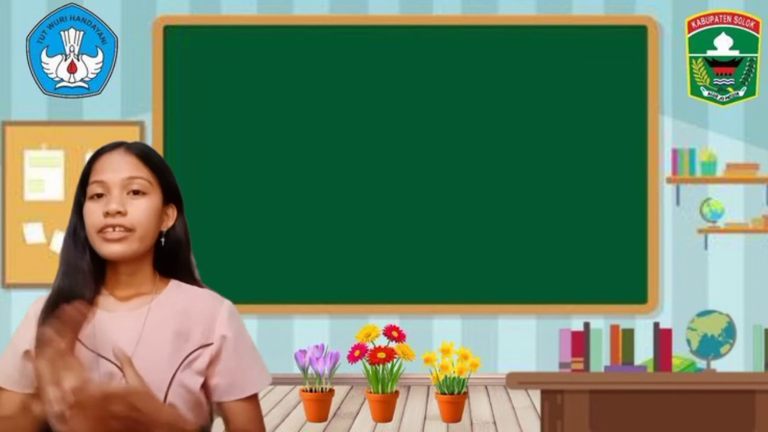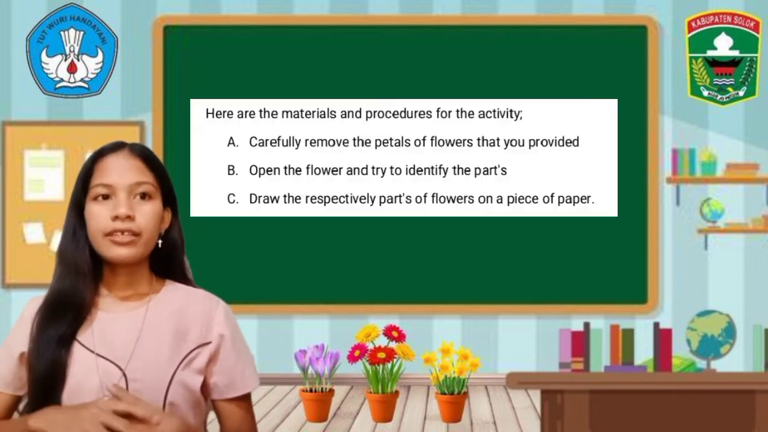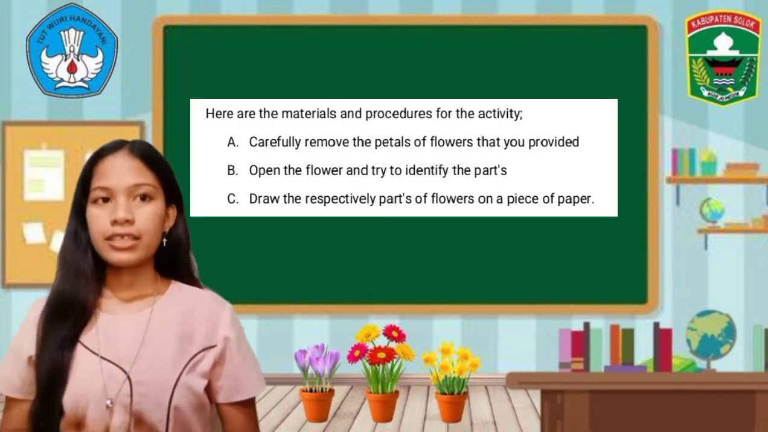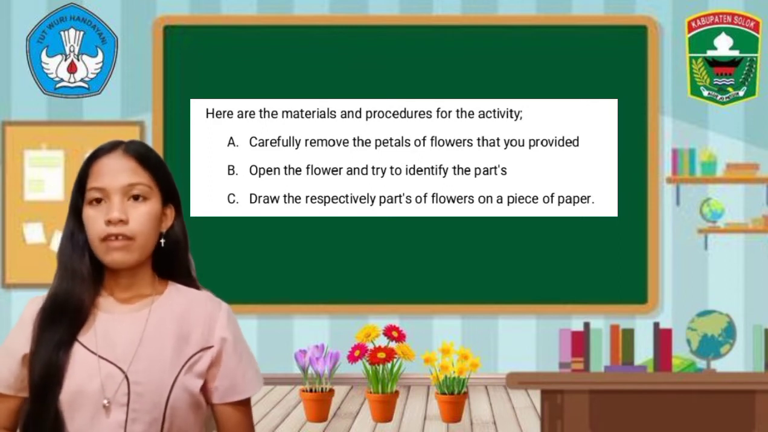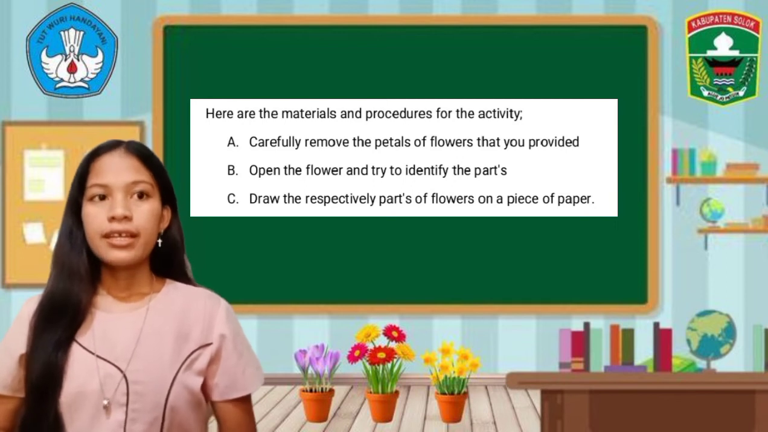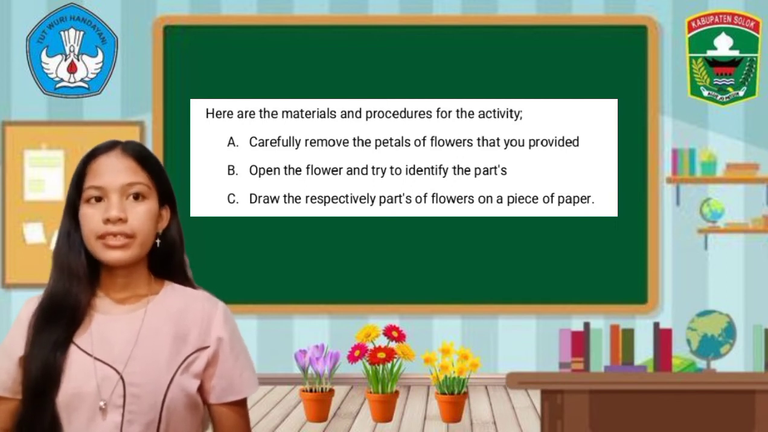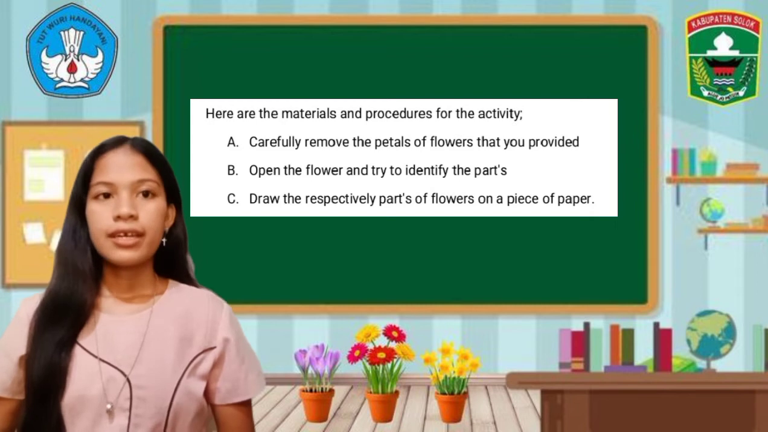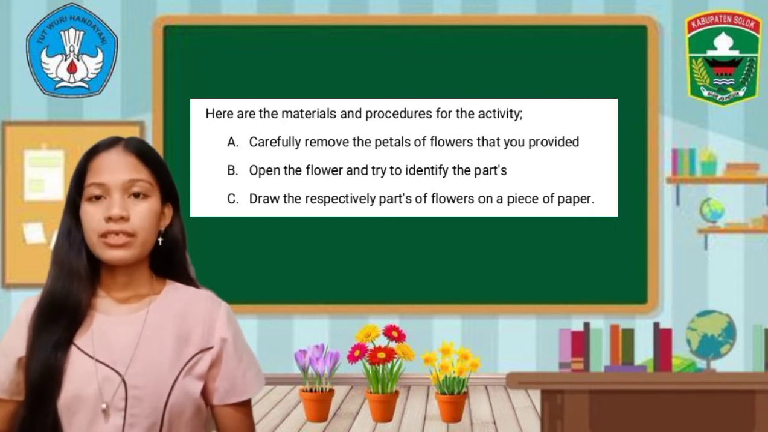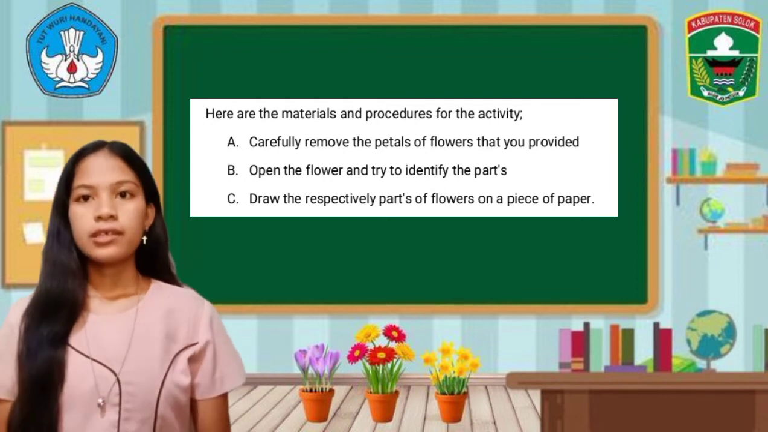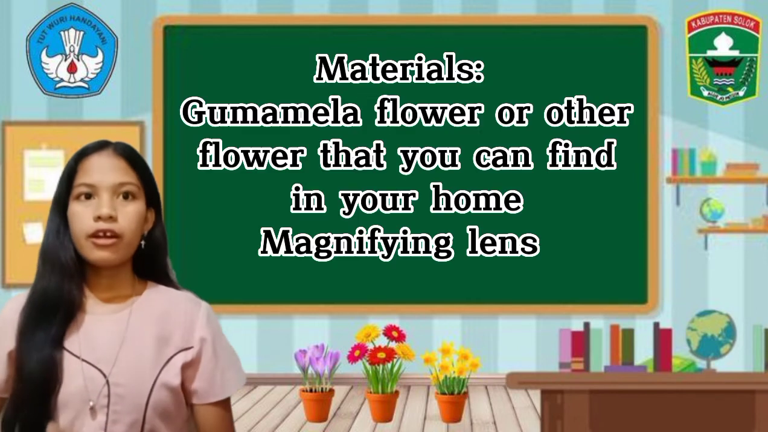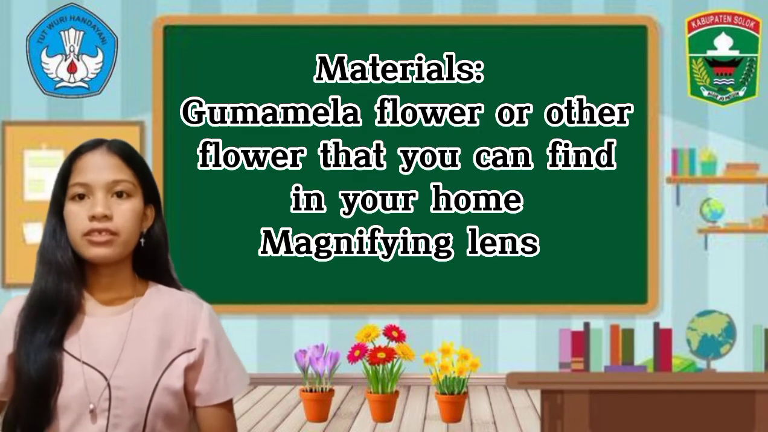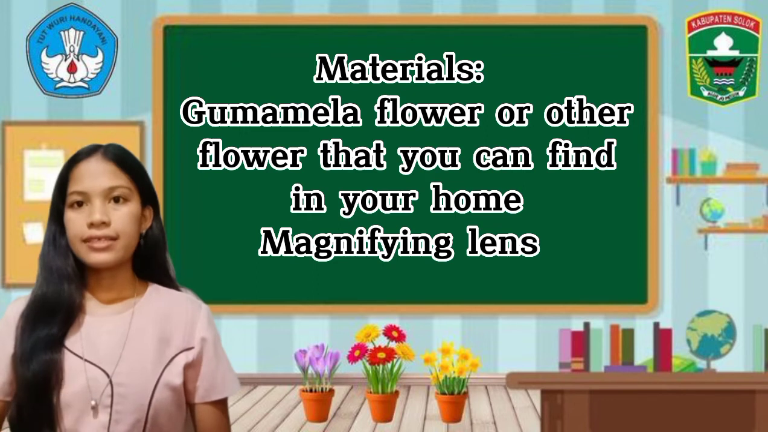Okay, class, I will give you an activity. Here is the procedure of the activity. Letter A, carefully remove the petals of the flowers that you were provided. Letter B, open the flowers and try to identify the parts. Letter C, draw the respective parts of the flowers on a piece of paper. For the materials, you need a gumamela flower or another flower that you can find at home, and a magnifying lens.